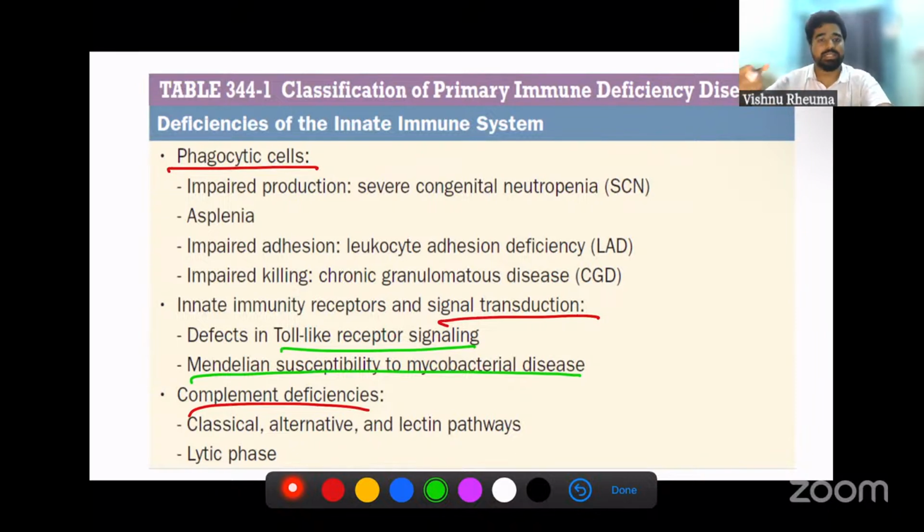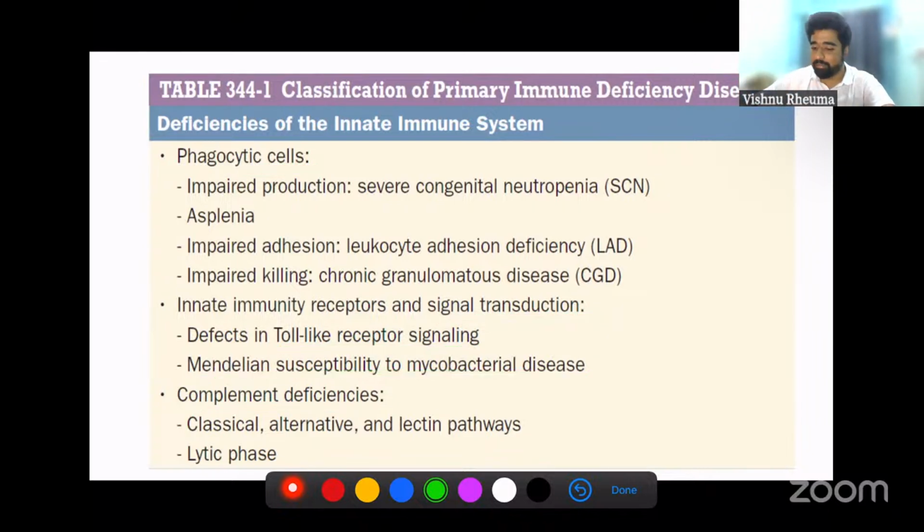Then phagocytic cells, either it can be because of impaired production, something like neutropenias, or because of impaired function, like impaired adhesion, impaired killing, or impaired release. Anything can happen. All of these are part of your innate immune system defects.